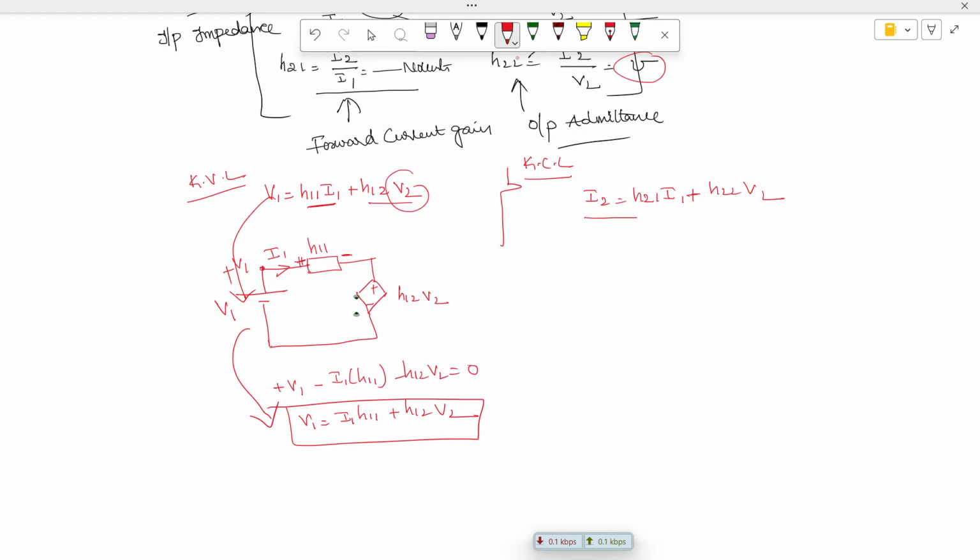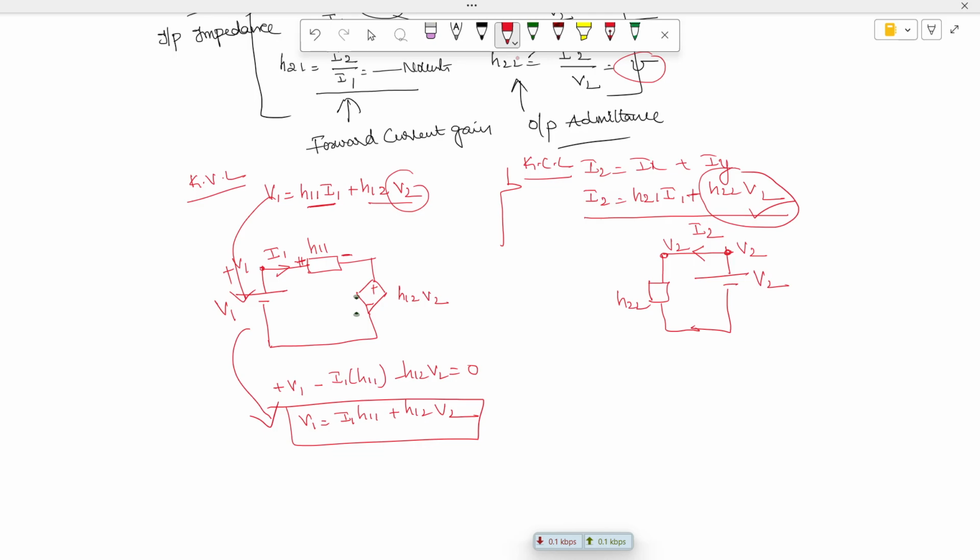For the output port we have the KCL. So this current I am going to write as I2 is equal to Ix plus Iy. How we are going to draw this: one is I2. We have an output voltage of V2 and it drives a current of I2. So the value we have here is nothing but Iy. I am going to draw this like an impedance with a value of H22. The voltage at this point is V2, and the voltage at this point is also V2.